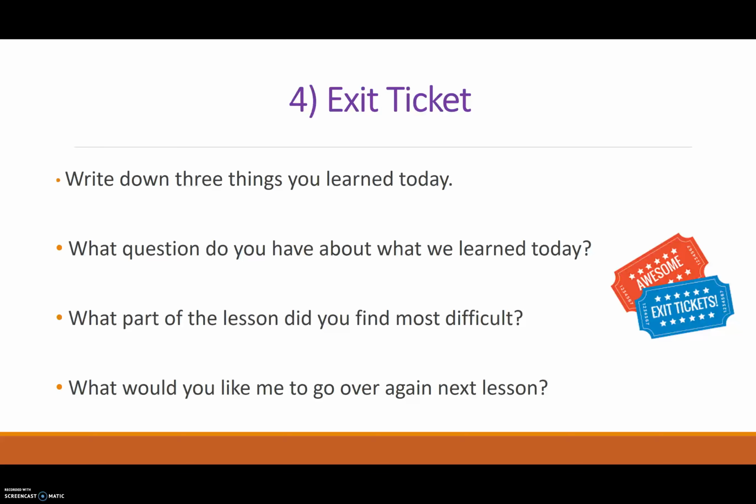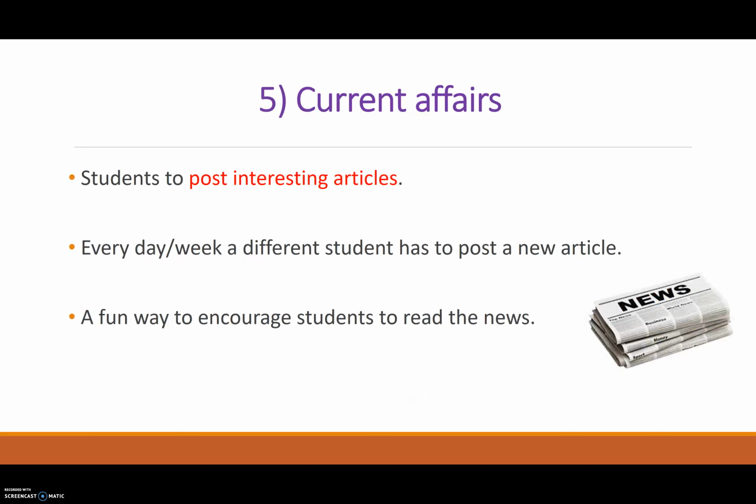Number 4, exit ticket as mentioned, to know whether you have achieved your learning outcomes. You can get them to write down 3 things they have learned, or maybe as a part of reflection, what you can do better as a teacher, or what they want you to go through in the next lesson. Number 5, current affairs.